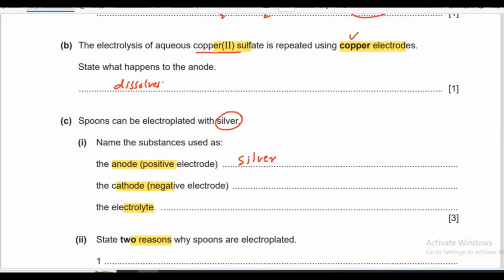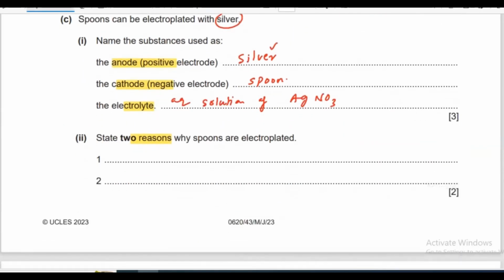The object or article to be plated must be connected with the negative terminal of the battery. So the spoon is the negative electrode, or the cathode. The electrolyte should be any soluble salt of the anode metal. So if we are using silver as the anode, you must use the aqueous solution of silver nitrate, because we can use any soluble salt of silver.